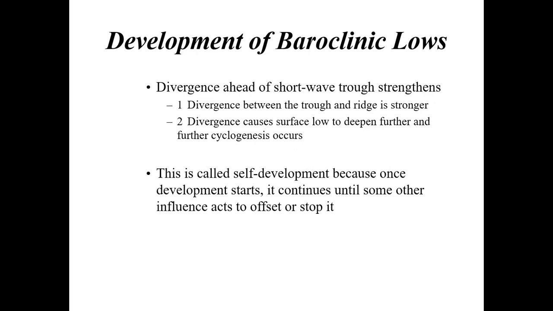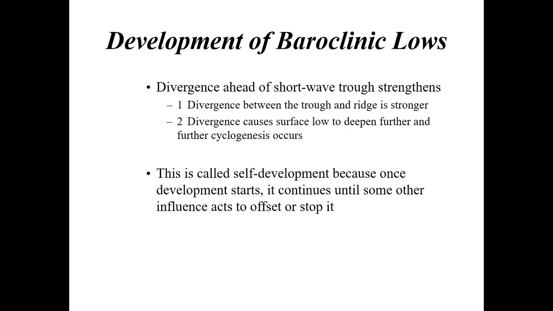So divergence ahead of the shortwave trough will strengthen. Divergence between the trough and the ridge is stronger. Divergence causes that surface low to deepen or get stronger, and further cyclogenesis or intensification occurs. And this is called the self-development because once development starts, it continues until some other influence acts to offset or stop it. And those influences that eventually act to stop or offset it are known as braking mechanisms, which we'll get into a little bit later.